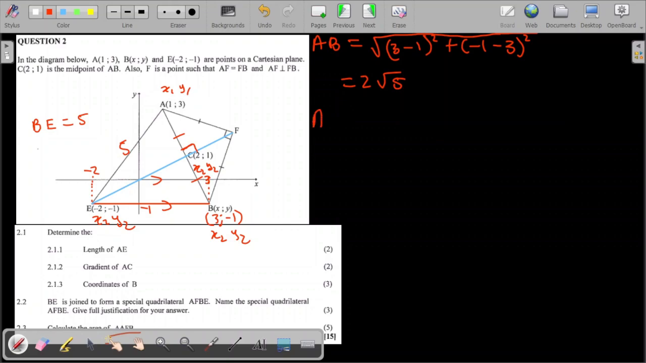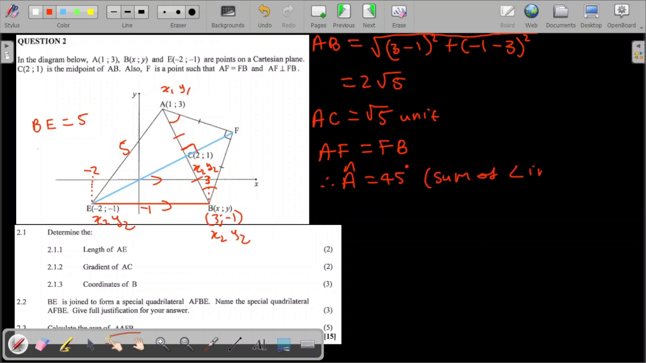Now how do we get my AC? My AC is going to be this divided by 2, which gives me square root of 5 units, because I need to cut it in half. Now again, we know that AF is equal to FB. What does it tell us in terms of the angles? It's telling us that this angle here is equal to that angle here, because two equal sides mean two equal opposite angles. Therefore the angle of A, this angle here, is going to be 45, because of the sum of angles in a triangle: this is 90 degrees, and finding these two angles gives me 45 each. I hope you can see that and understand that information.